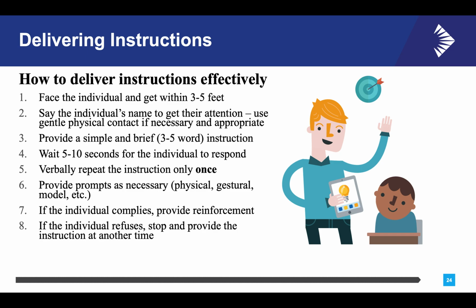Provide a brief, so a 3 to 5 word instruction. And then we're going to wait 5 to 10 seconds for the individual to respond. We're going to verbally repeat the instruction only one time. And then we're going to provide prompts as necessary. So this could be physical, gestural, or a model prompt. If the individual complies, provide reinforcement. If the individual refuses, stop and provide the instruction at another time.